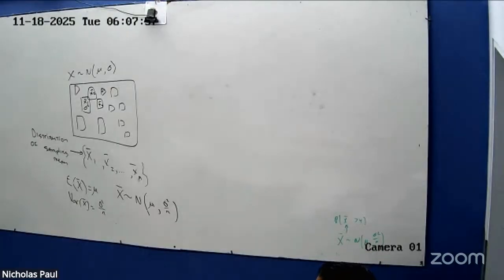N will be the number of subsamples that we take. N will be the number of samples that we take. Right, you reach back. Let me start now.